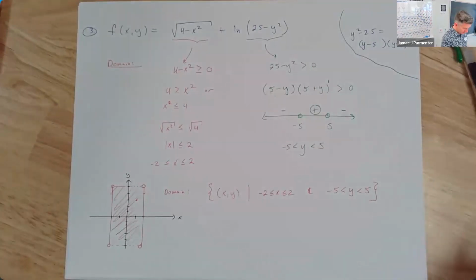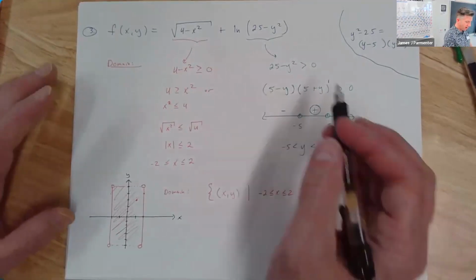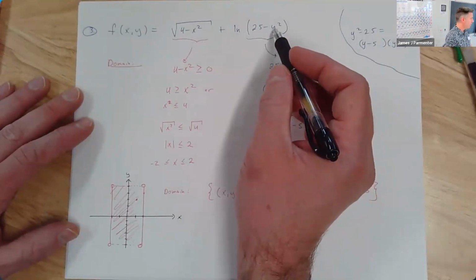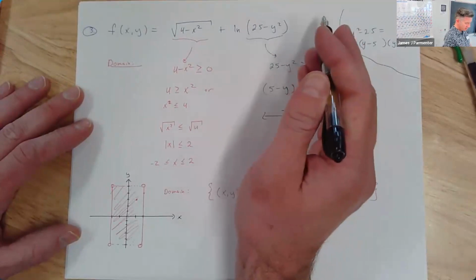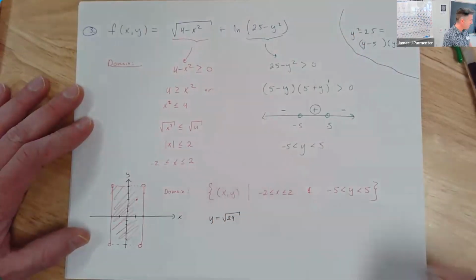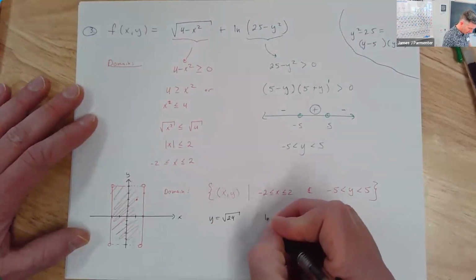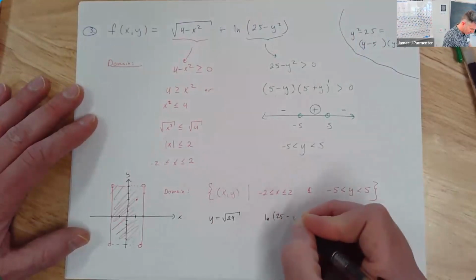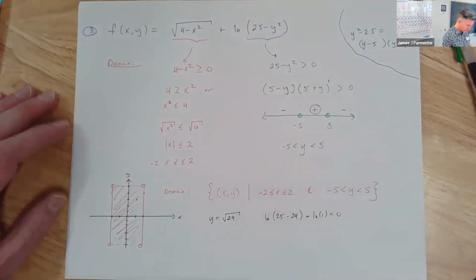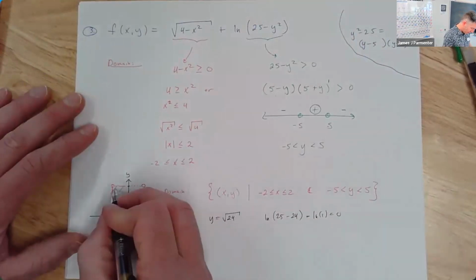So for example, if y were going to be the square root of 24, basically, I want to make this part go away. So let's say we set y equal to the square root of 24. Why am I picking that? Because then the natural log of 25 minus the square root of 24 squared is the natural log of 1, which is 0.